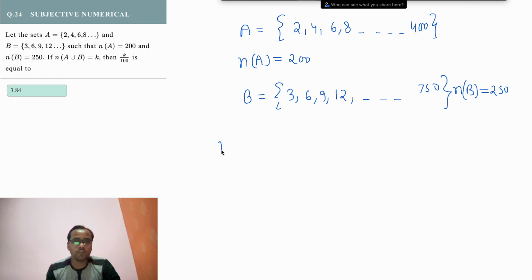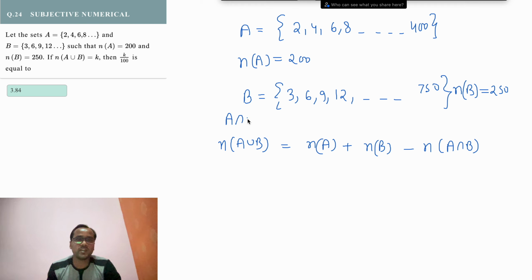So you know, the formula for N of A union B is NA plus NB minus N of A intersection B. So basically we want the number of elements in A intersection B here. So what would be the elements in A intersection B? Common elements. See, in A the elements are multiples of 2. In B, the multiples of 3. So in the common part the numbers will be multiples of 2 into 3, 6, the LCM of 2 and 3. So 6, 12, 18 and so on.